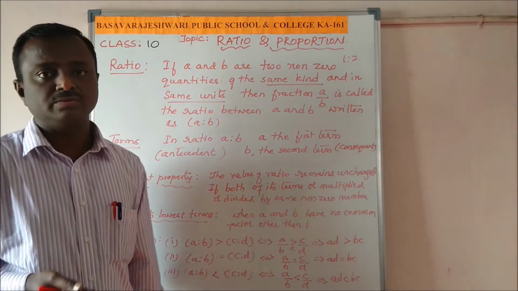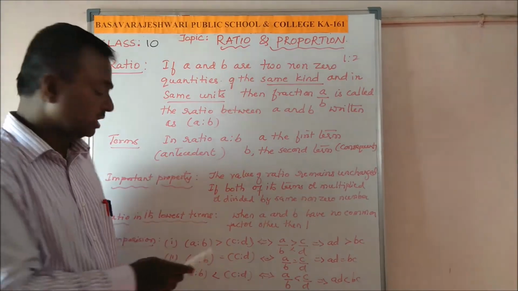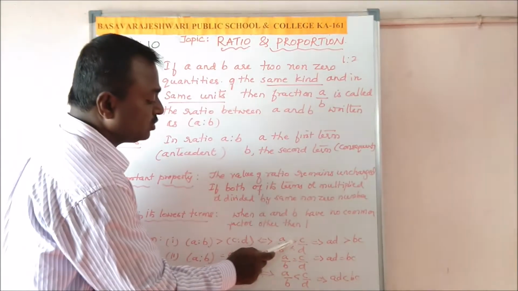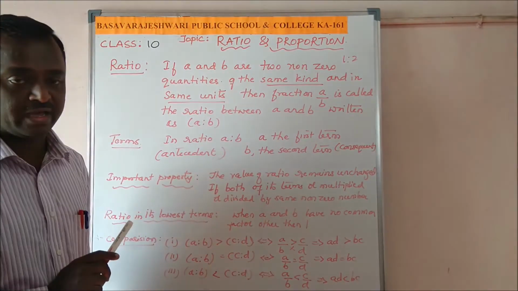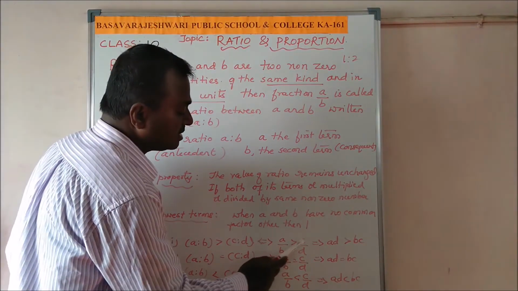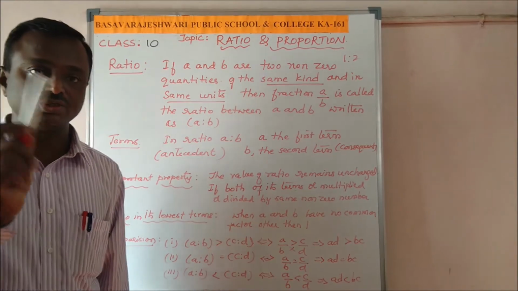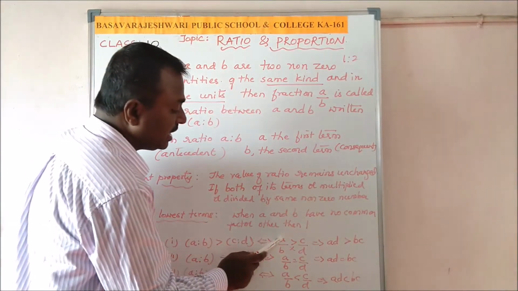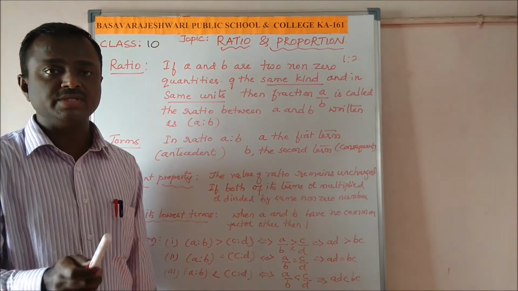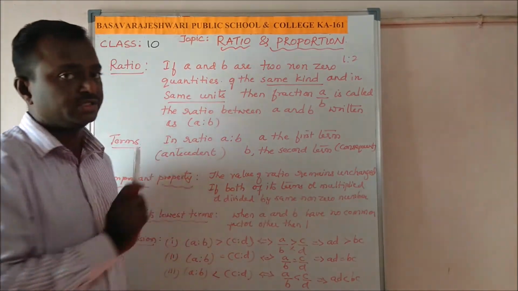We can compare the ratios, whether two ratios are greater than each other. Suppose A is to B is greater than C is to D, means A by B should be greater than C by D. We have to convert into fractions. Then we have to cross multiply: A into D should be greater than B into C. Then only we can say A is to B is greater than C is to D. What is that condition? AD should be greater than BC. Then only we can say that the ratio A is to B is greater than C is to D.